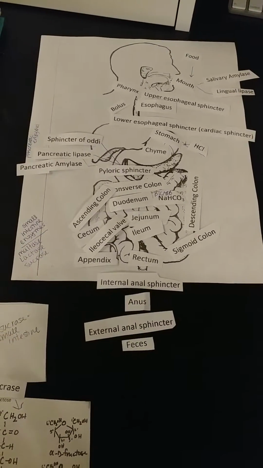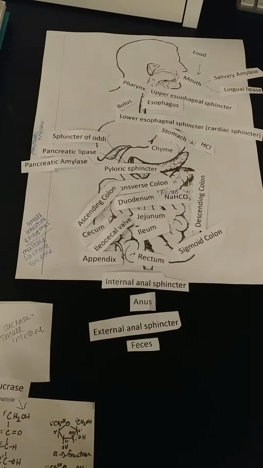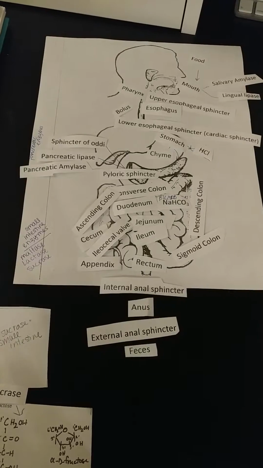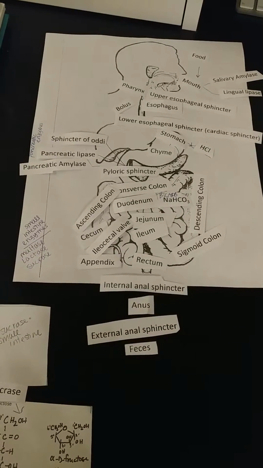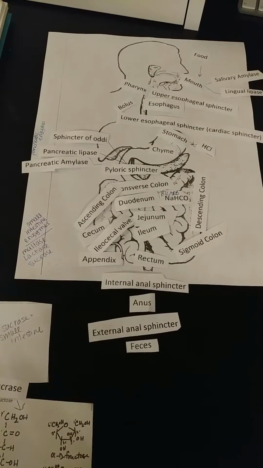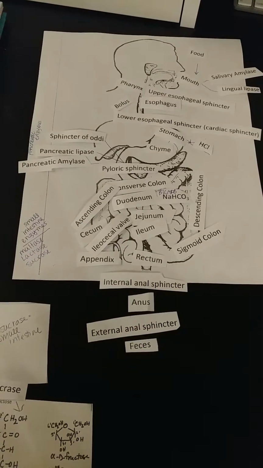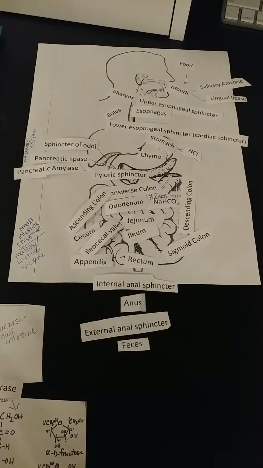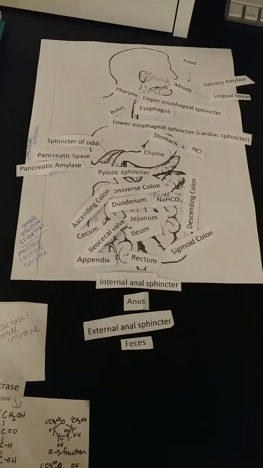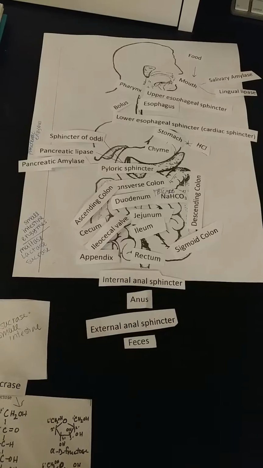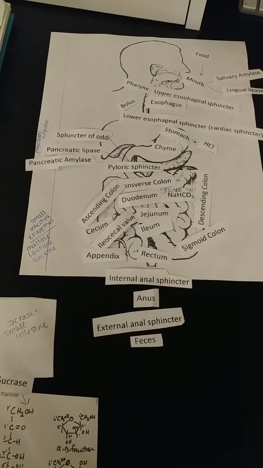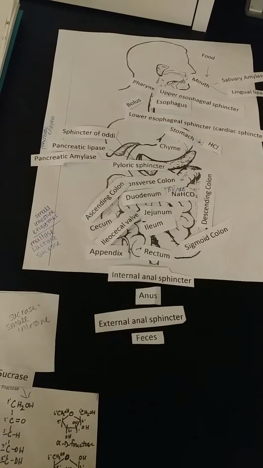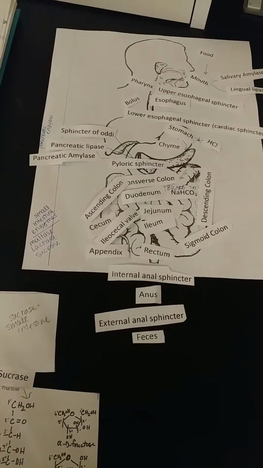Okay, to get started, we put food in our mouth, we chew it up, and it goes as a bolus via the pharynx or the throat, down through the upper esophageal sphincter into the esophagus, through the lower esophageal sphincter or the cardiac sphincter to enter the stomach. In the stomach, it gets mixed up with various digestive enzymes, including hydrochloric acid. We'll go through them in a bit, to form an acidic substance called chyme.